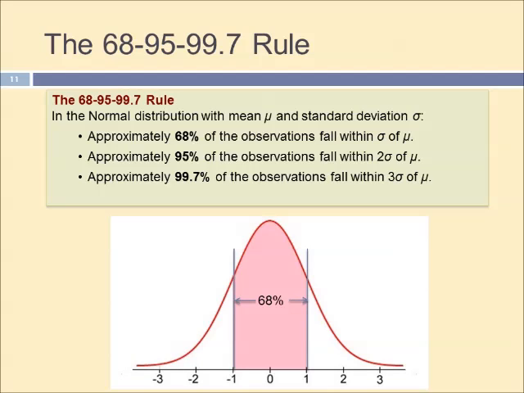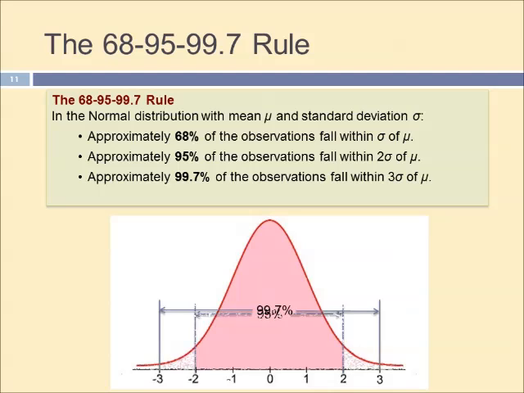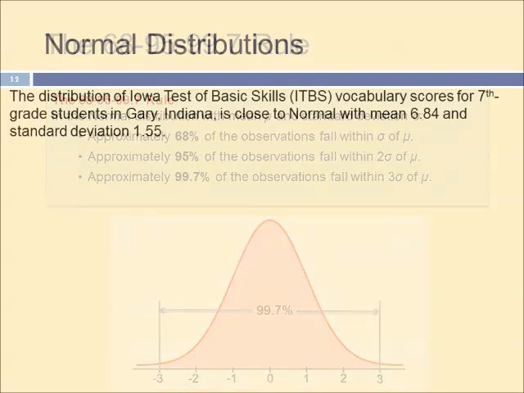The middle between -1 and +1 standard deviation makes up 68% of the data, between -2 and +2 standard deviations makes up 95% of the data, and between -3 and +3 makes up almost all, 99.7% of all the values.